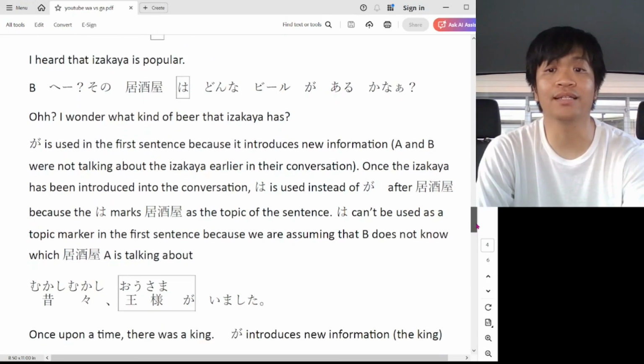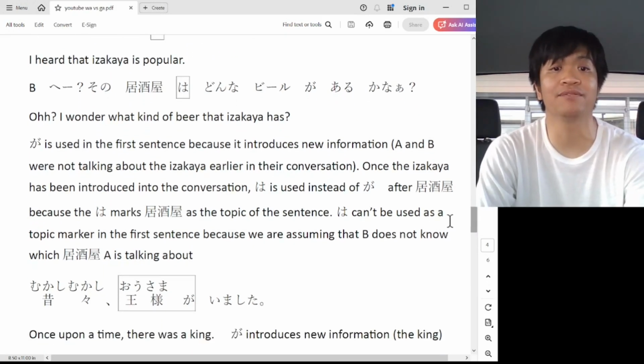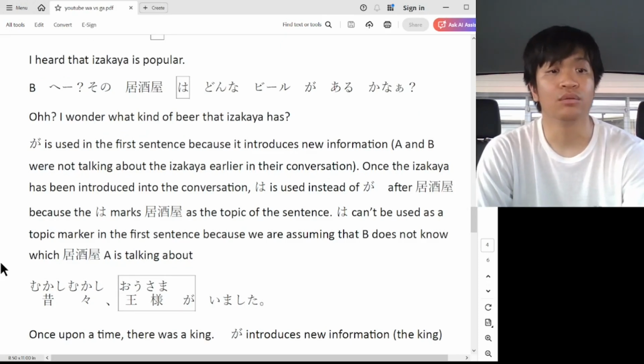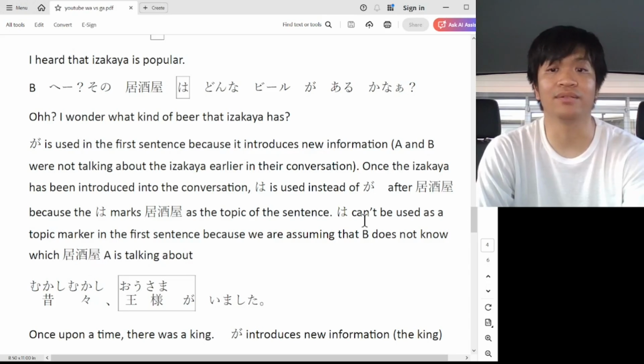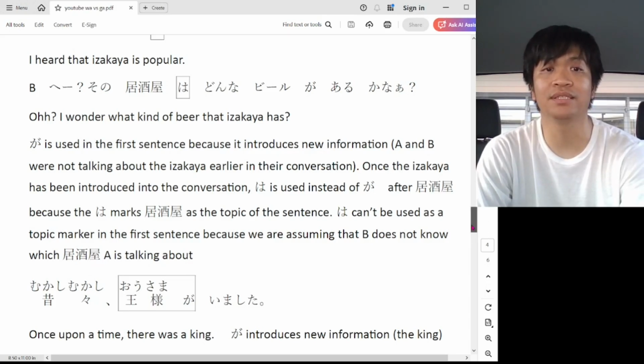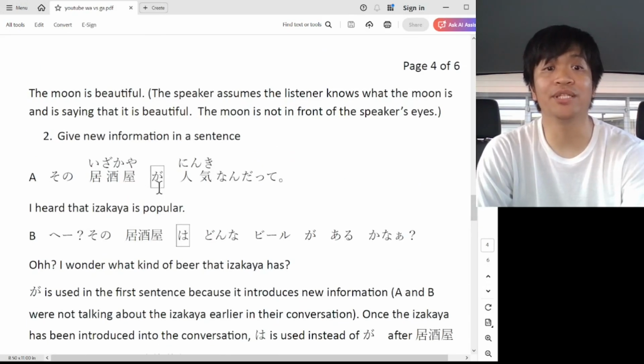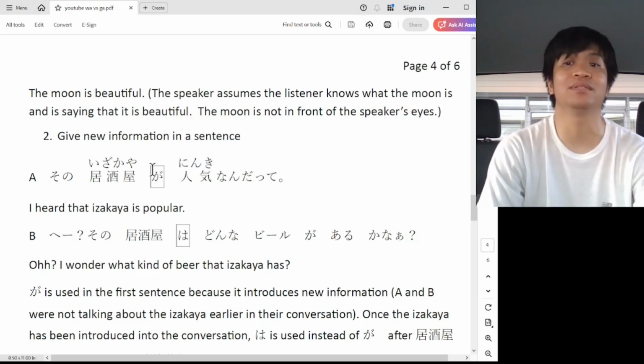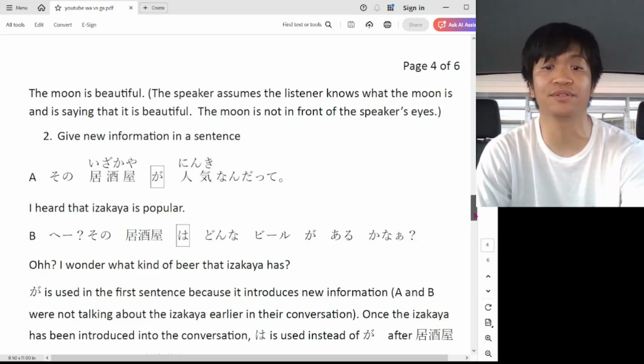Okay, and then wa cannot be used as a topic marker in the first sentence because we're assuming that B does not know which izakaya A is talking about. So if we used wa up here, then it would be as if the izakaya has already been introduced into the conversation. But we use ga because it's being introduced for the first time.